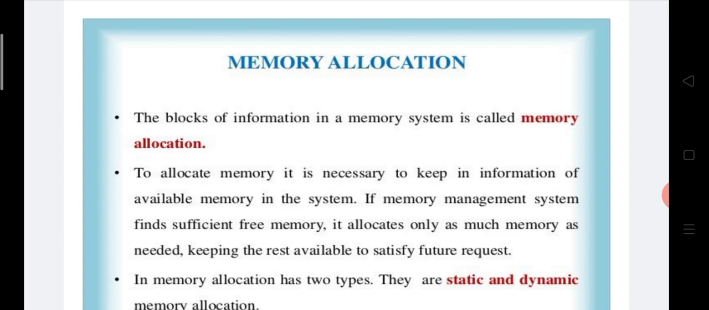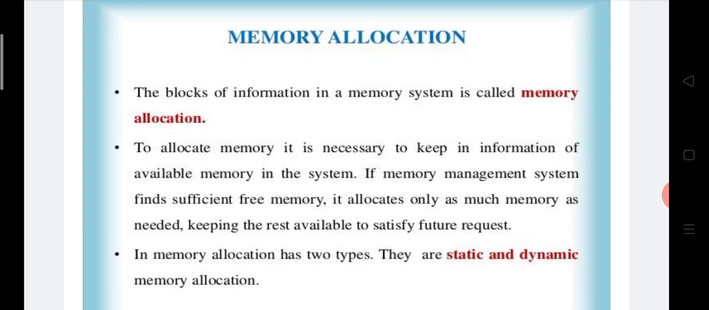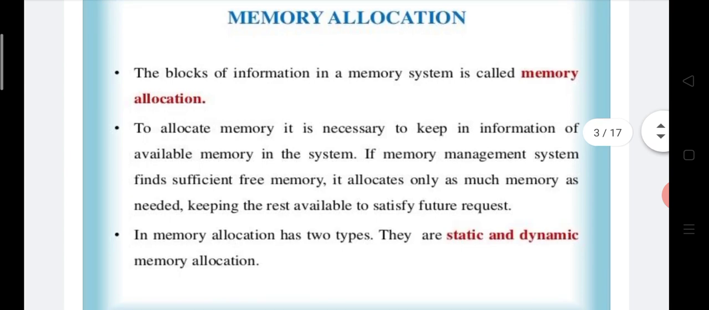To allocate memory, it is necessary to keep information about the available memory in the system. That means however much memory is available in your system, that much memory we can allocate by using the inbuilt functions. If the memory management system finds sufficient free memory, it allocates only as much memory as needed, keeping the rest available to satisfy future requests. Memory allocation has two types: static and dynamic memory allocation.